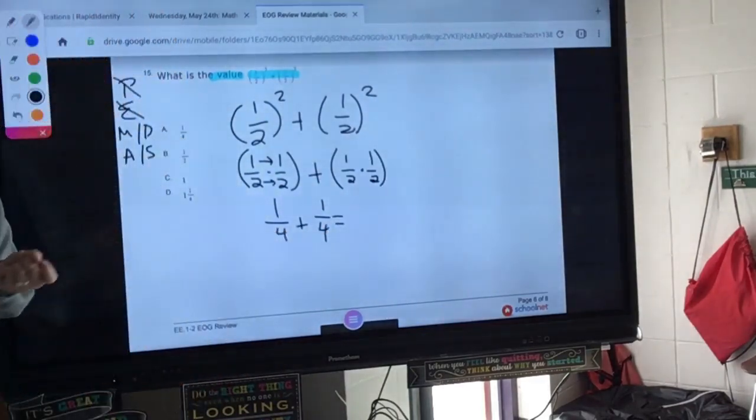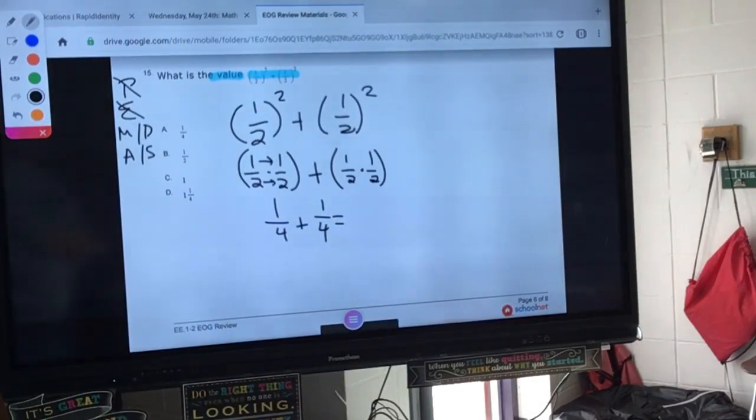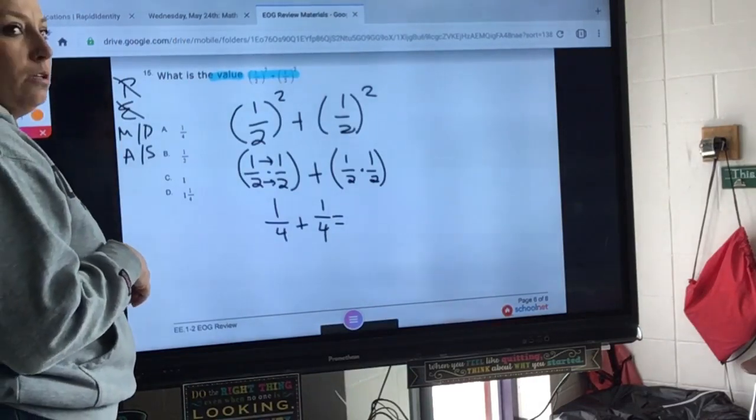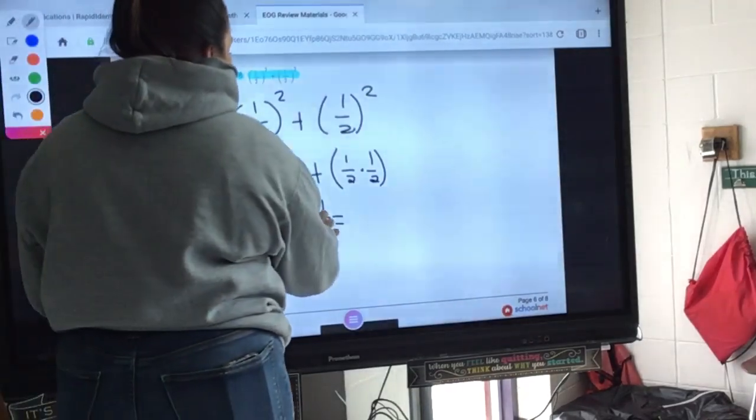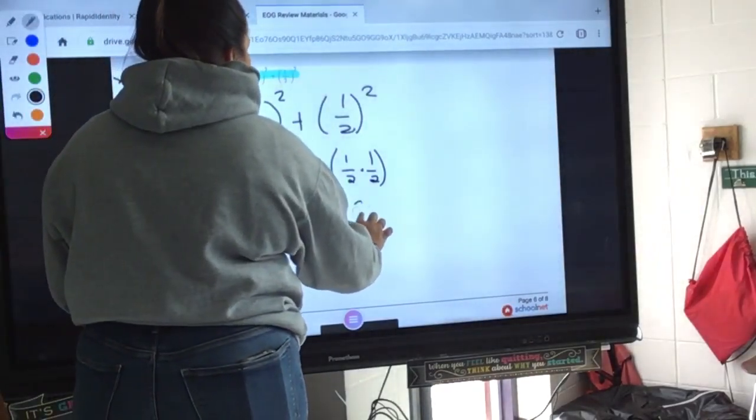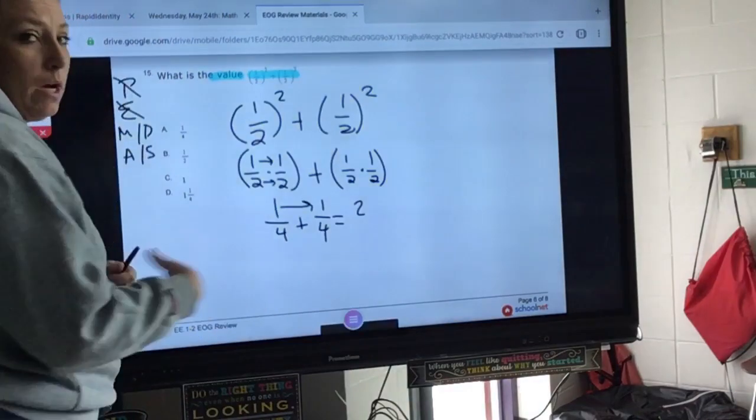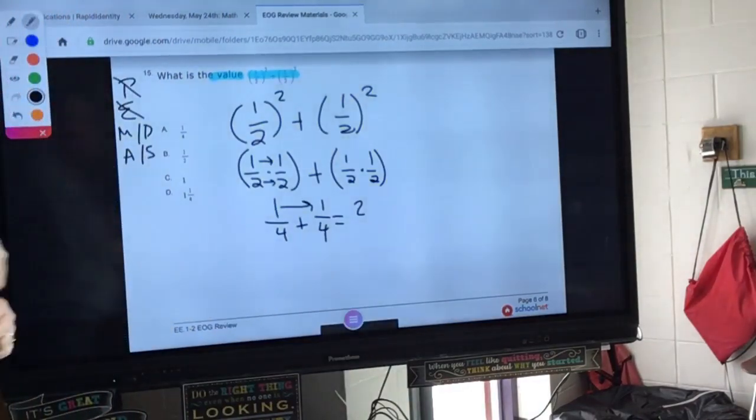All right, and then when we add, how do we add fractions? Because let's be real, it's been like 18 years since I've added a fraction. So how do I add fractions? You add the top numbers together. Okay, just the top numbers. So I get 1 plus 1 is 2, and then what is my denominator? 4.